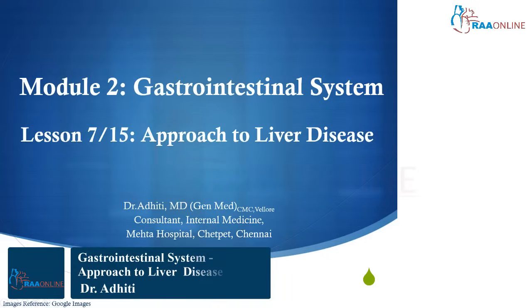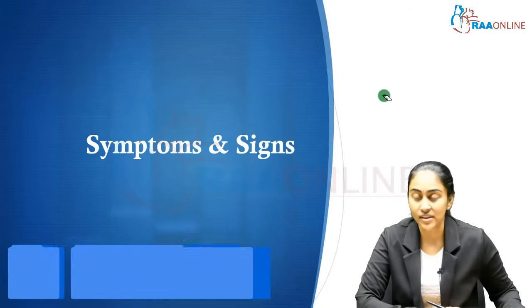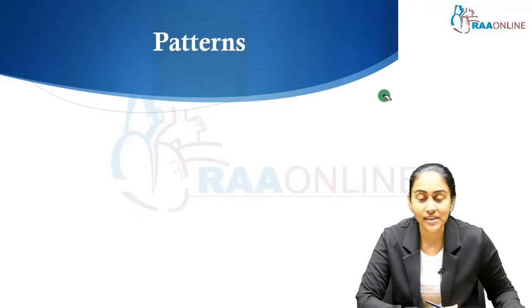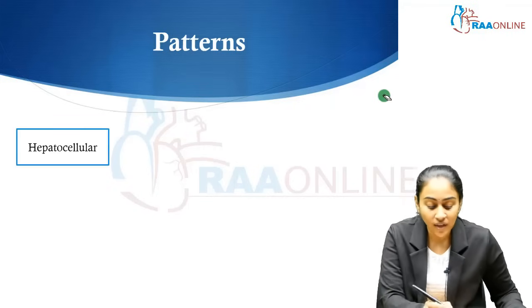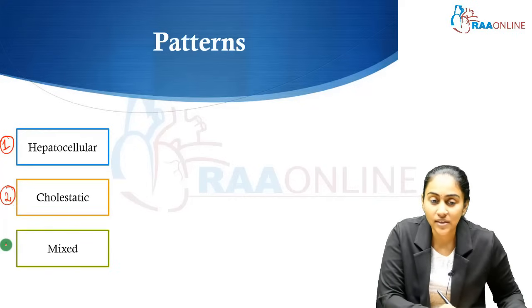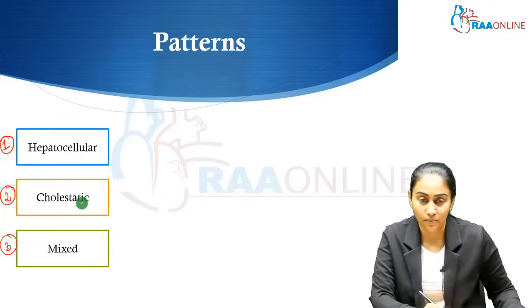So today we are going to learn how to approach a patient with liver disease, and we'll start off with symptoms and signs. Before we delve straight into the symptoms and signs, let's understand three different patterns of liver diseases. One, they can be hepatocellular. Two, they can be cholestatic. Or three, sometimes certain liver diseases can have a combination of both these abnormalities.